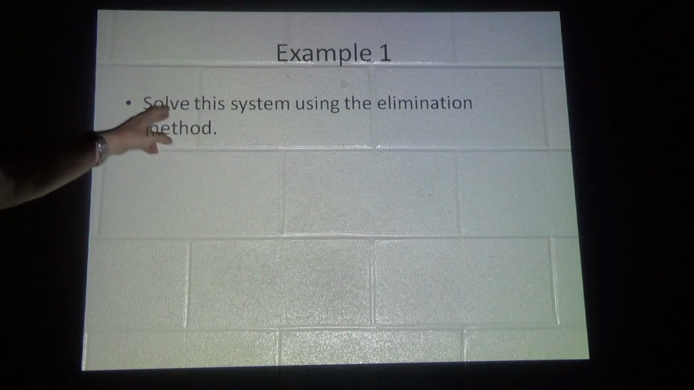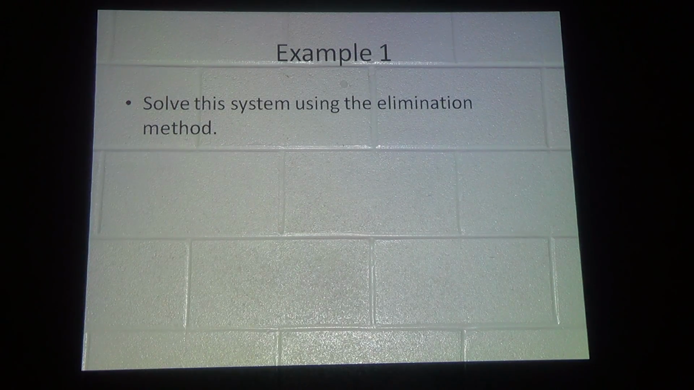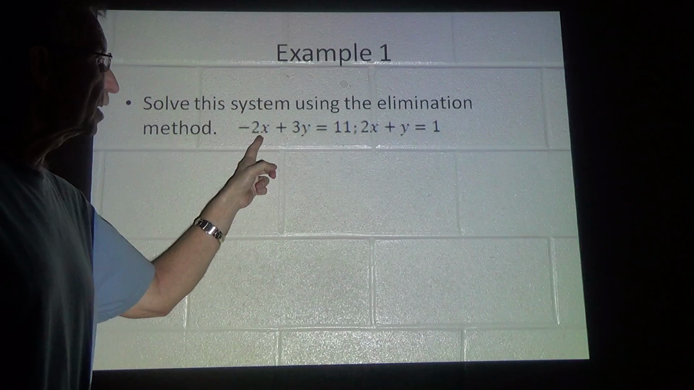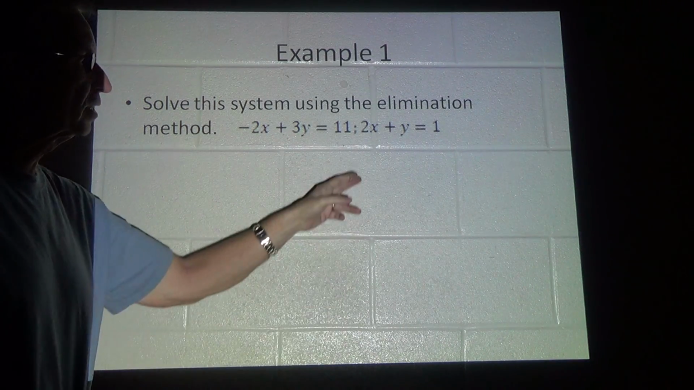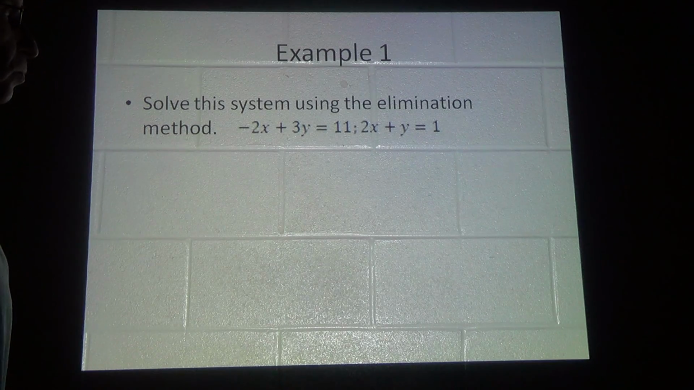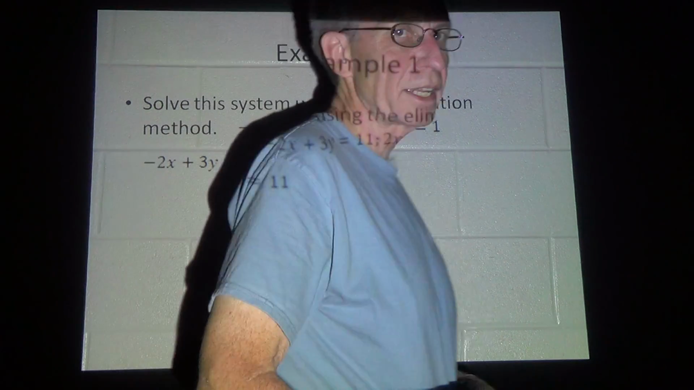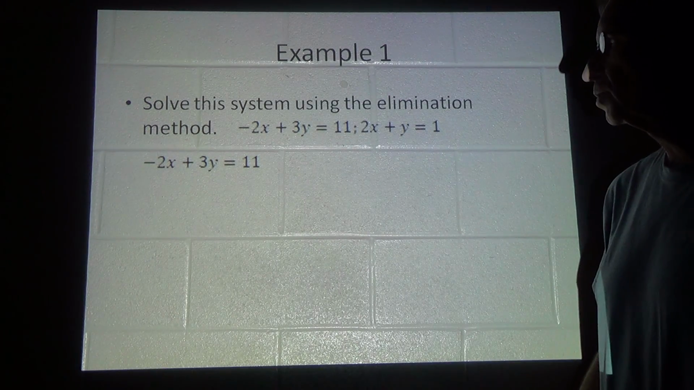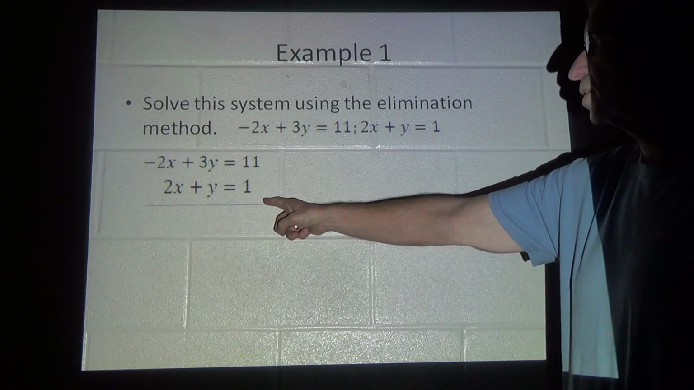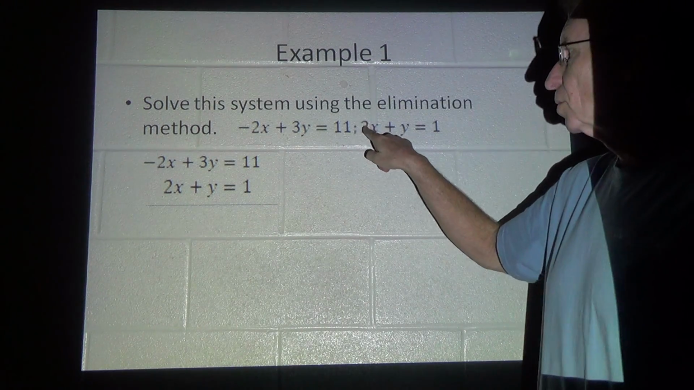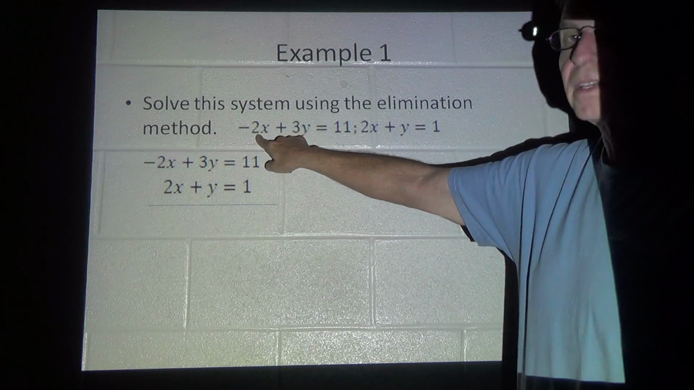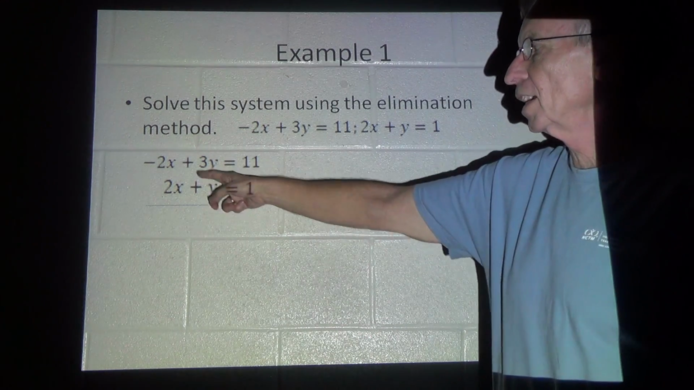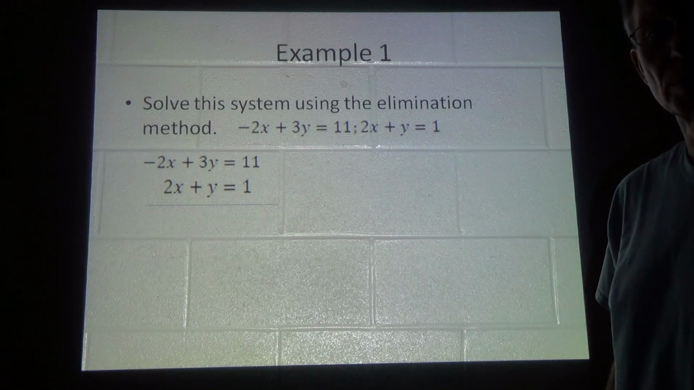For the first example, they want us to solve this system using the elimination method. The system they gave us is negative 2x plus 3y equals 11, and 2x plus y equals 1. The first equation is negative 2x plus 3y equals 11, and the second is 2x plus y equals 1. Notice that the 2x and the negative 2x are additive inverses of each other. So if we combine the equations, the x's go away, and that gives us a solution for y.